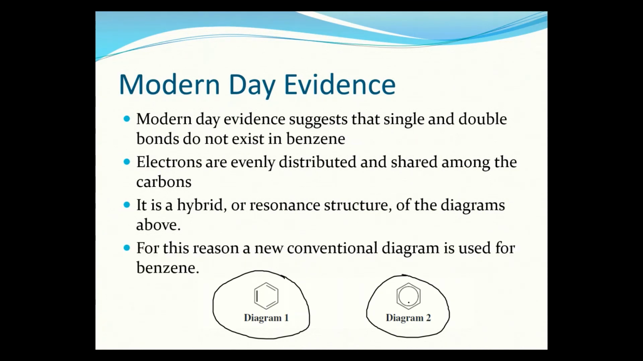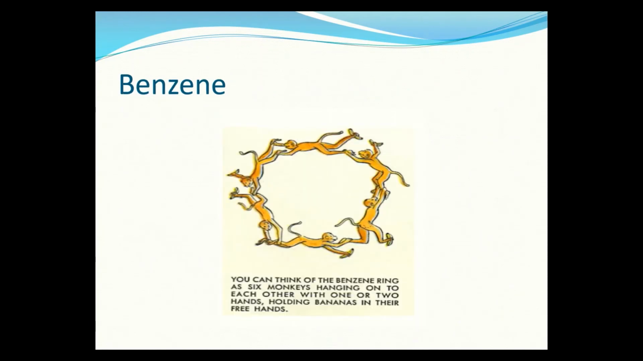So this is the reason why this new diagram is used. And this is just a silly picture, from an old textbook. To remember benzene, think of monkeys hanging onto each other and holding a banana. So these are the hydrogens, the bananas. Here's my double bond, and then here's my single bond. Double bond, single bond, double bond, and each carbon has a hydrogen attached to it. Kind of silly, but I liked it.